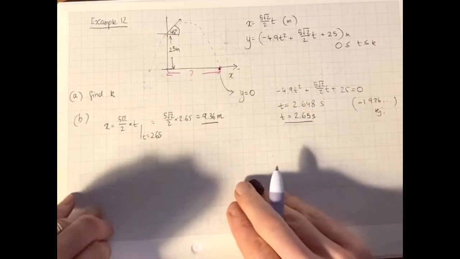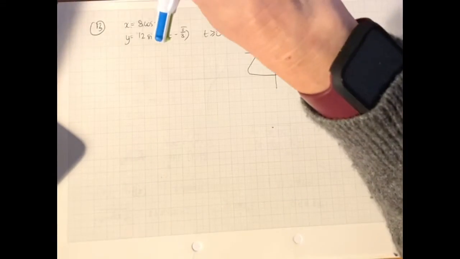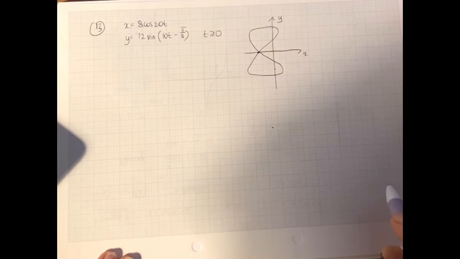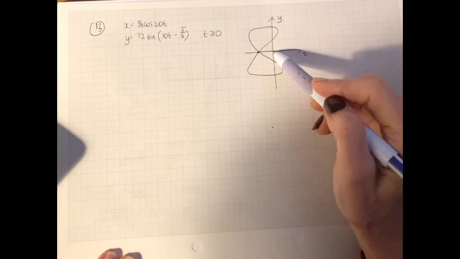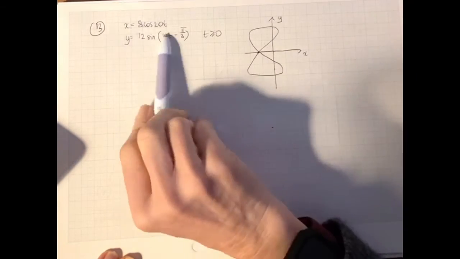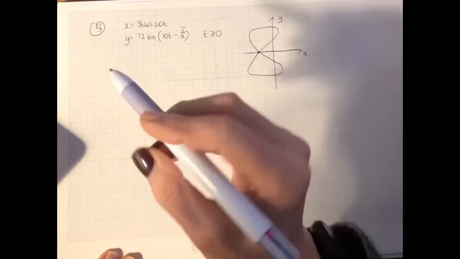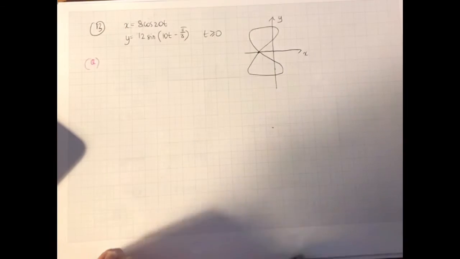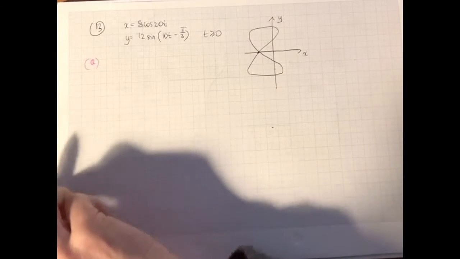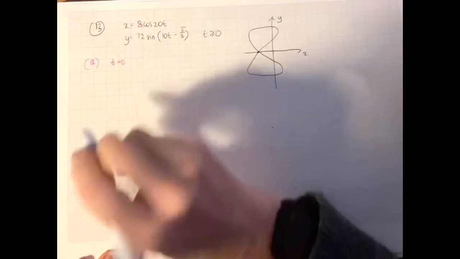So moving on to example 13. Here we have a skater, the motion of a figure skater relative to a fixed origin O at time t minutes, which is modeled by using parametric equations, which are stated over here. Okay, so for part A, we are asked to find the coordinates of the figure skater at the beginning of the motion. So at the beginning of the motion, t is equal to 0, initially.